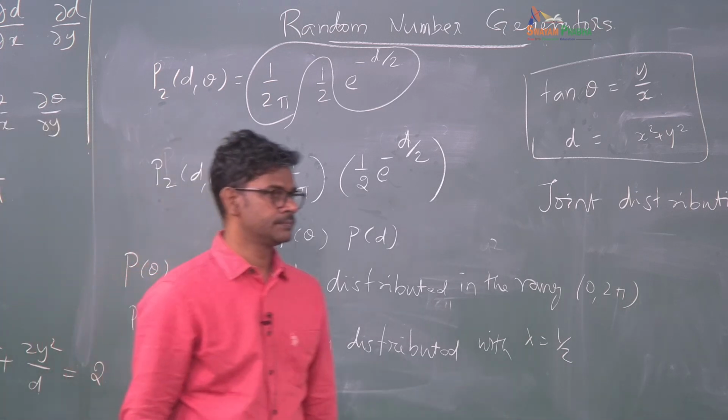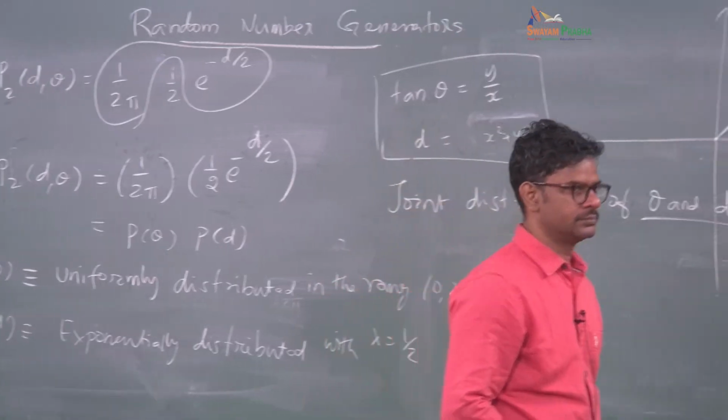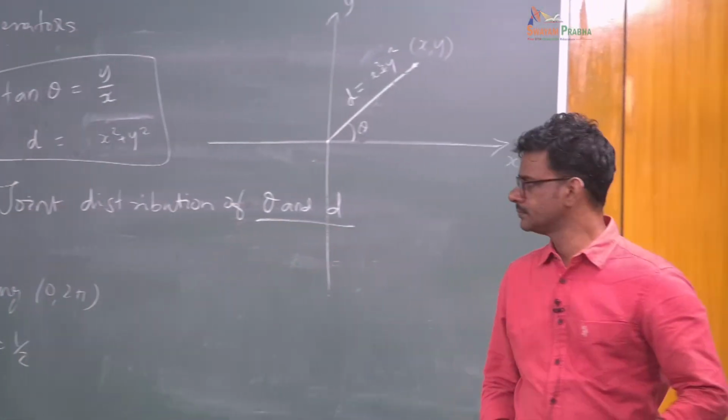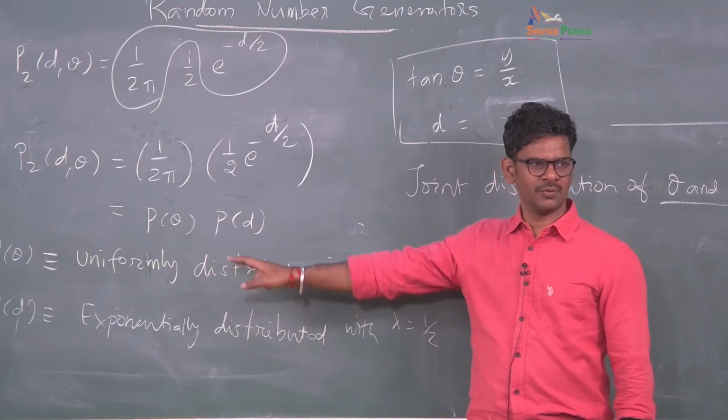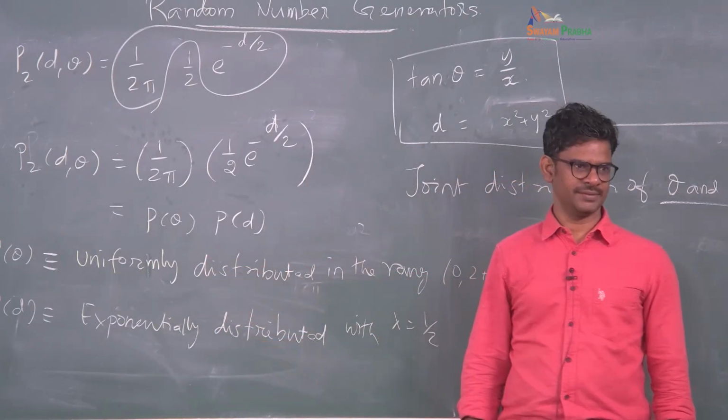Yes, there are two random numbers, and we also know the distribution. One is uniform, another one is exponential.